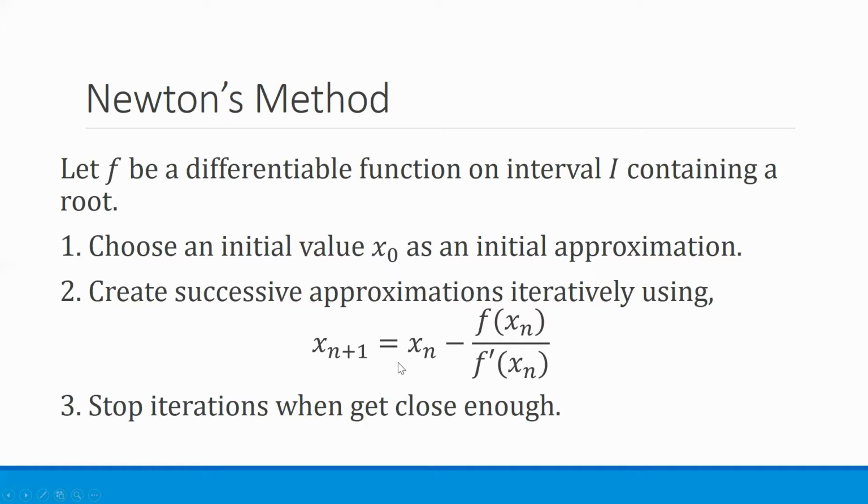The next guess is going to be the previous guess minus the function output of the previous guess divided by the derivative's output of the previous guess, where our input is the previous guess. And we keep doing iterations. We keep doing this over and over until we get as close as we want. So Newton's method could go on indefinitely, but we stop at a certain point when we feel we're close enough.